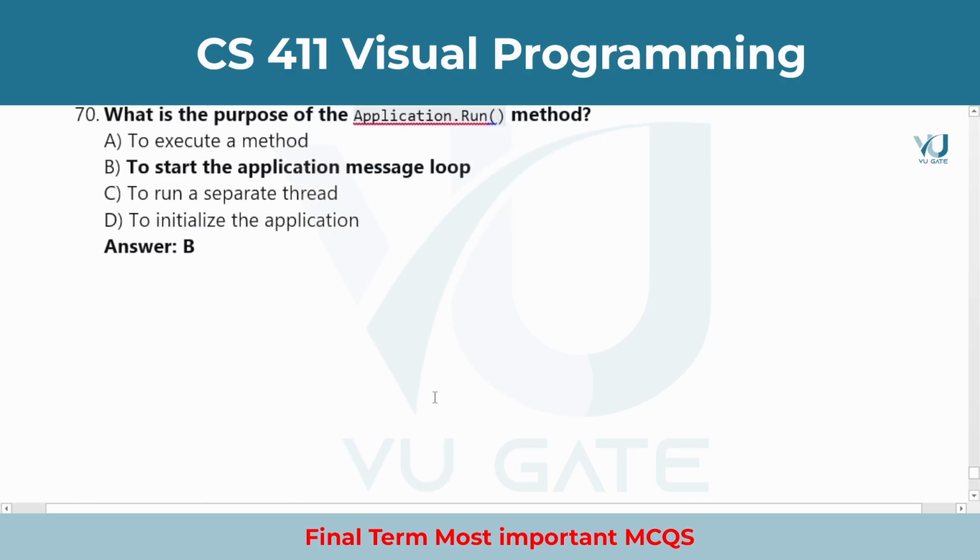Question 70. What is the purpose of the Application.Run method? The correct answer is option B, to start the application message loop.